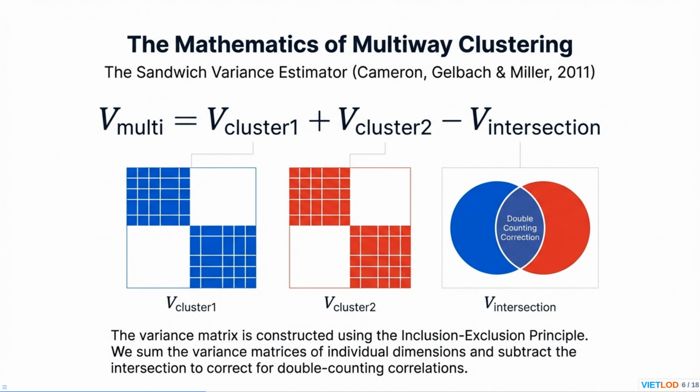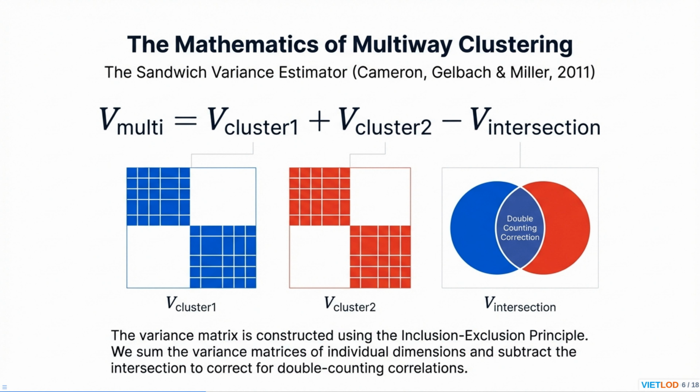The mathematical foundation of multi-way clustering, as introduced by Cameron, Gelbach, and Miller in 2011, is based on a concept known as the inclusion-exclusion principle. The formula, often referred to as a sandwich estimator, essentially sums the variance matrices calculated for each clustering dimension individually. So we have vCluster1 and vCluster2, representing the variance components from each distinct clustering dimension. However, simply adding these up would lead to double counting the correlation that exists across both dimensions simultaneously.